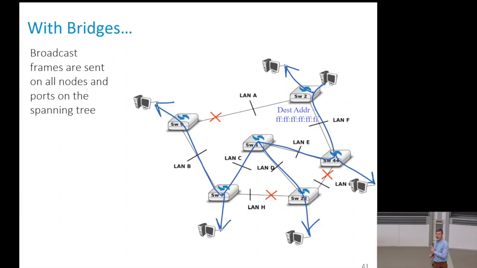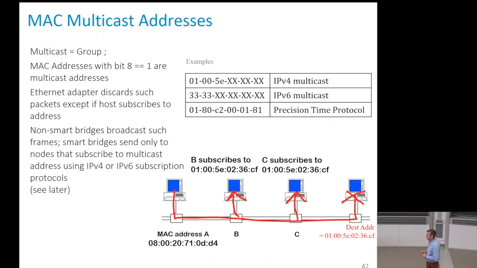Now, we are happy to have a tree when we do this, because otherwise, when we flood, if we didn't have a tree, we would have loops. And as you have noticed, there is no TTL in the MAC frame. So a loop at the Ethernet layer is fatal. If you have a loop, your network is dead.